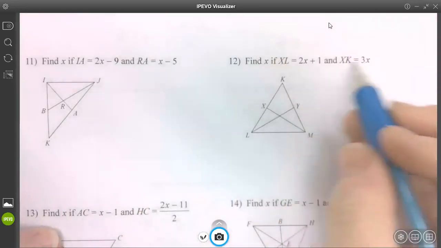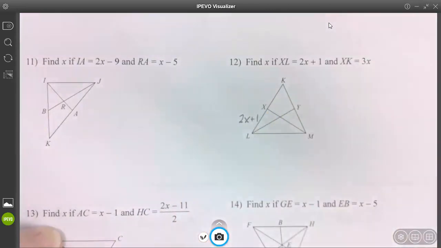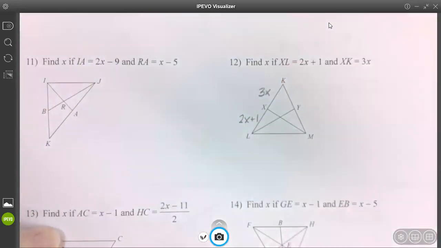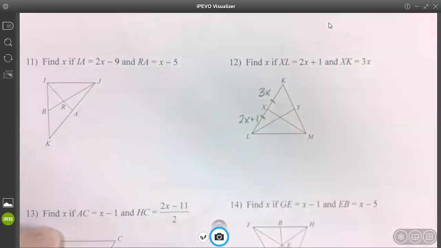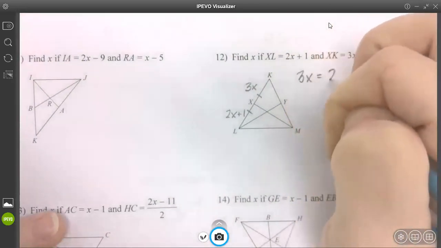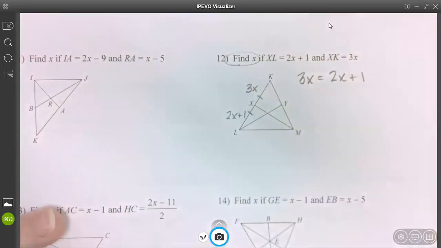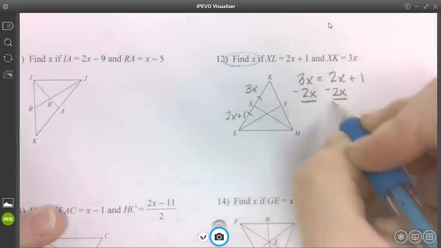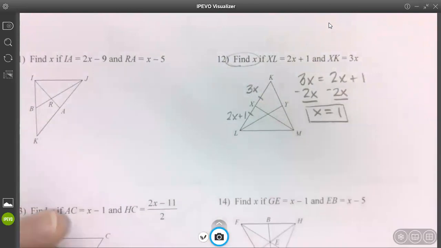It tells you this time they're going to give us expressions. XL is 2x plus 1. And XK is 3x. Remember that these two parts are the same, so they're going to be equal. If they're equal, we can set them equal to each other. Now you're just going to solve. It asks you to find x. So once we find x, we're done. Subtract your 2x. And you get x equals 1. It asked us to solve for x, so we're finished.